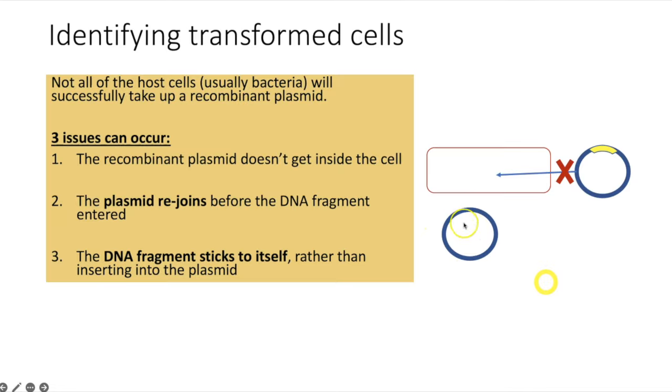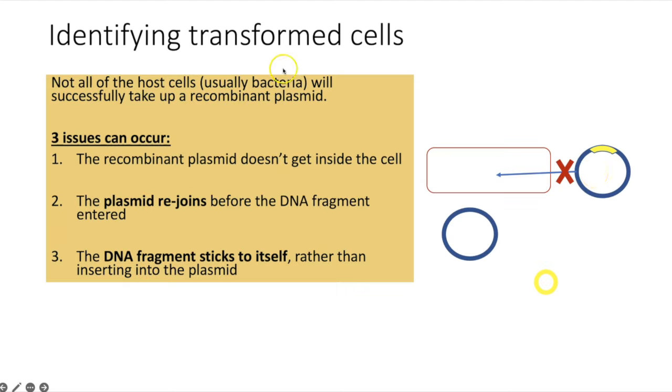Because sometimes when you cut open the plasmid, the sticky ends just rejoin back together and you get your original plasmid again. And then sometimes the isolated DNA fragment of interest loops around and its sticky ends stick together to make a very, very tiny plasmid, and that gets inserted instead of the recombinant plasmid.